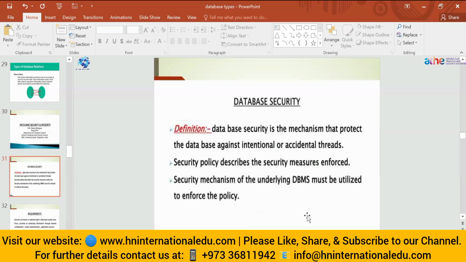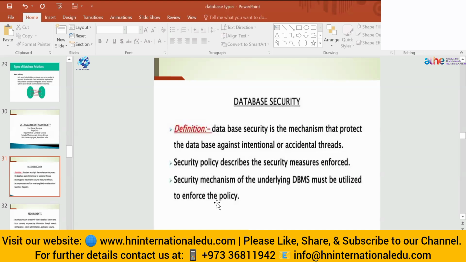Security mechanisms of the underlying database management system must be utilized to enforce the policy. It's the responsibility of the database management system to enforce the policy. Here again, as we discussed in the first lecture, the DBMS is also used for management.